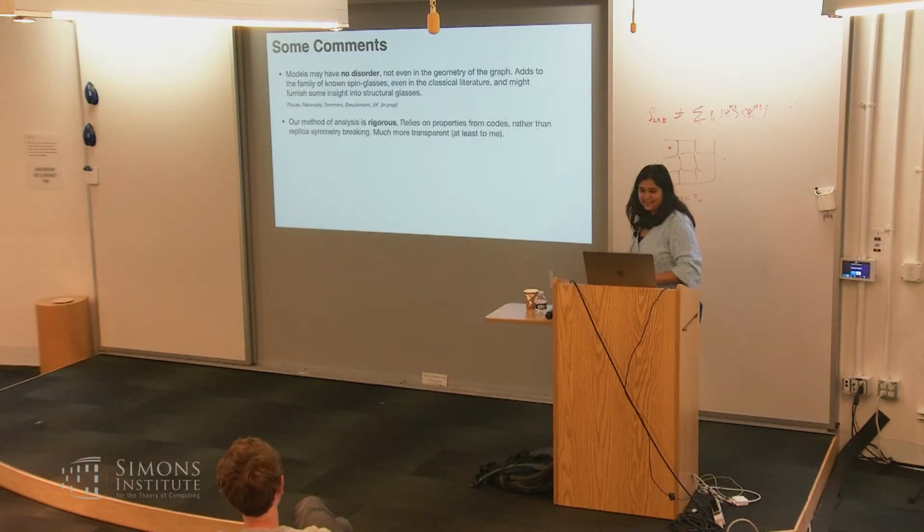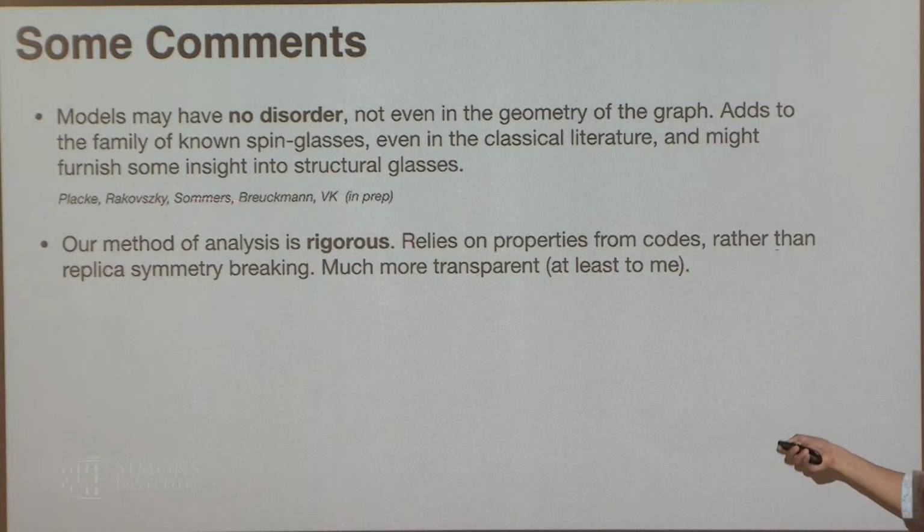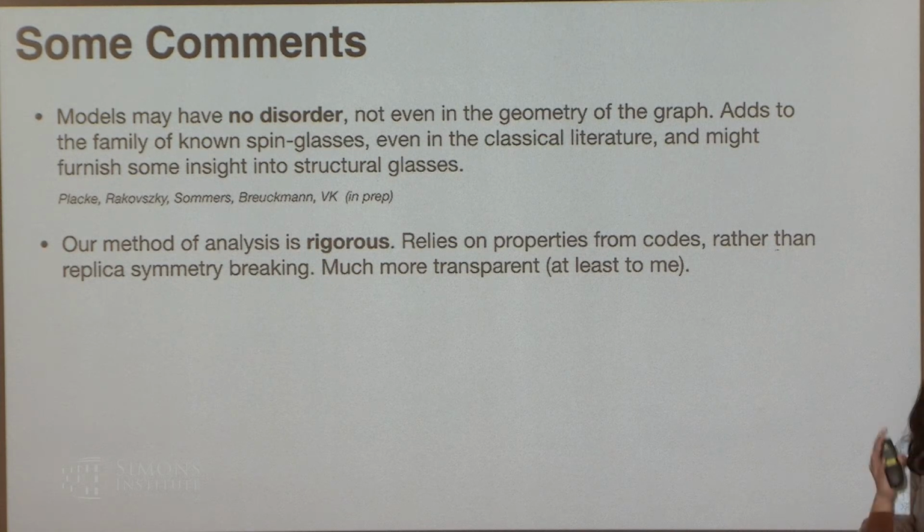But okay, all right. The other point I want to emphasize is that this method of analysis is rigorous. It relies on properties from codes rather than these notions of replica symmetry breaking and so on. So at least to me, it's much more transparent what is meant by spin glass order, as compared to thinking about it in terms of replica symmetry breaking, because I'm just going to be talking about the structures of Gibbs states and equilibrium states.